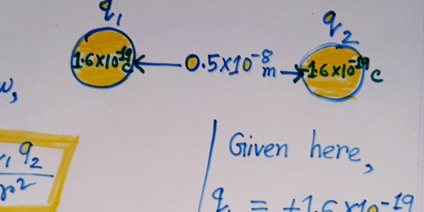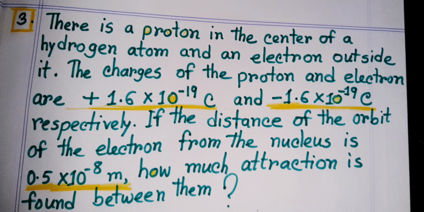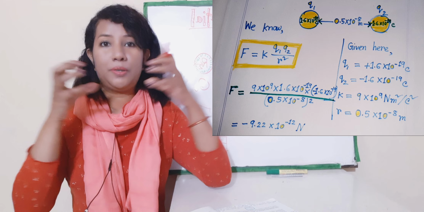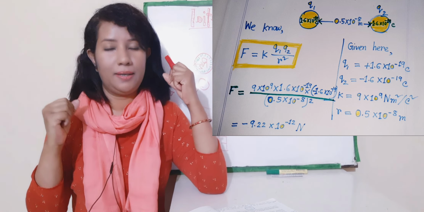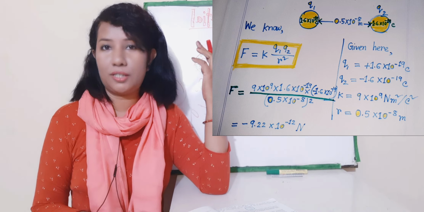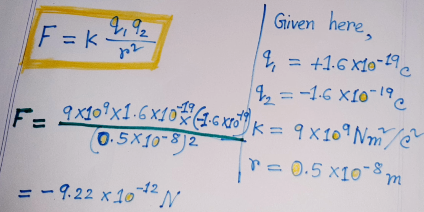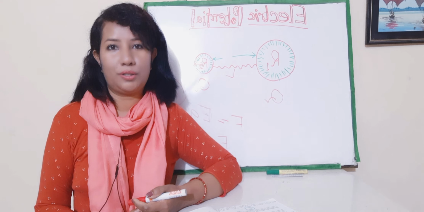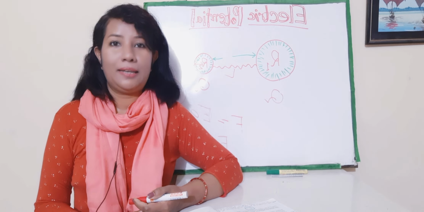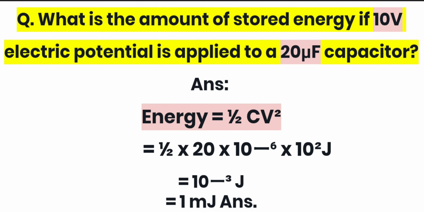So what do you need to figure out? How much attraction, which means how much force. F you need to figure out. Just use the formula, write down what's given, use a calculator, and you get the answer. The answer is minus 9.22 times 10 to the power minus 12 newton. That is the force, the attraction.